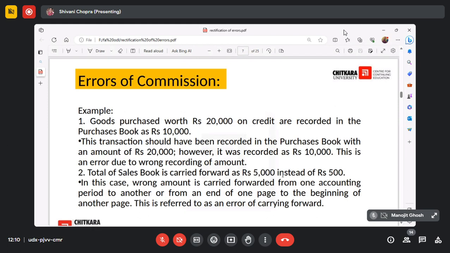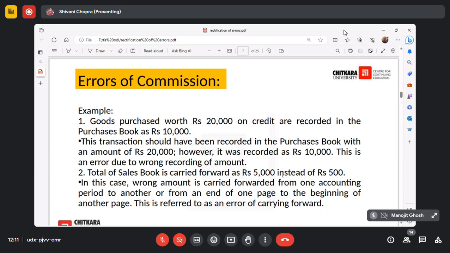An example of this is goods purchased 20,000 on credit are recorded in the purchase book as rupees 10,000, right? This transaction should have been recorded in purchase book with an amount of rupees 20,000. But what has been done? It has been recorded with an amount of 10,000. What's the error here? You should have recorded it with 20,000, but you recorded it with 10,000. Now what happens? The total of sales book will be carried forward as 5,000 instead of, the second one is carried forward as 5,000 instead of 500.